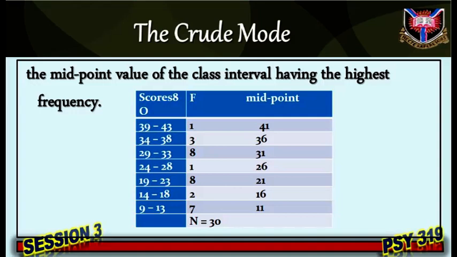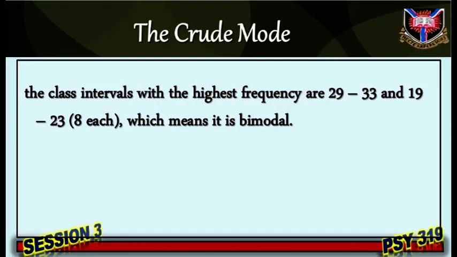Considering the earlier given data, the class intervals with the highest frequency are 29 to 33 and 19 to 23. In this case, we have two class intervals with highest frequency of 8 each. This is referred to as bimodal. However, the crude modes of the distribution are the midpoints, which are 31 and 21. If in the data there is a single class interval with highest frequency, the midpoint of the class interval is the crude mode.